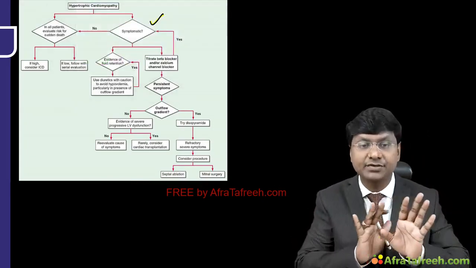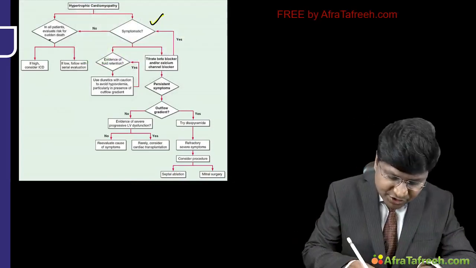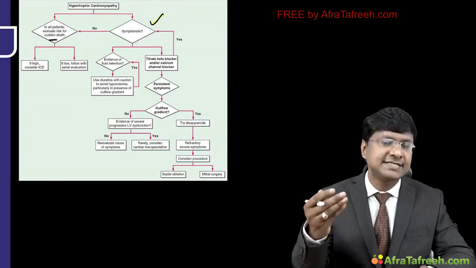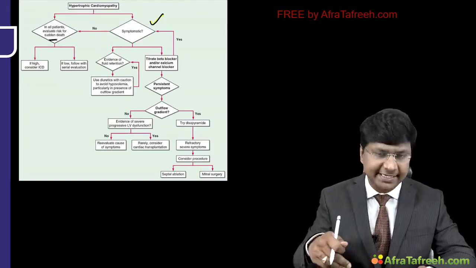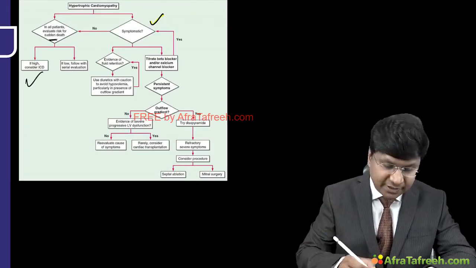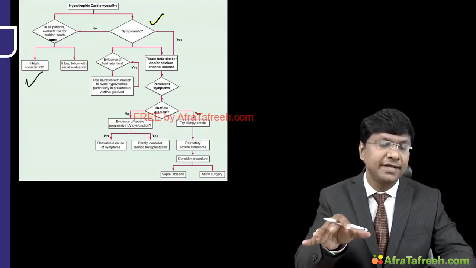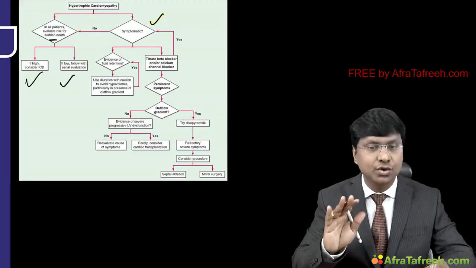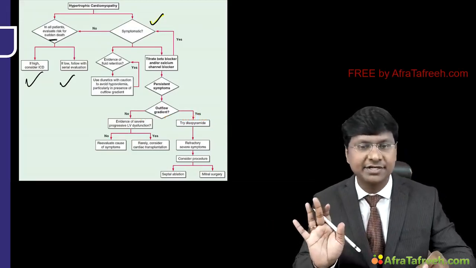If the individual is asymptomatic, you just check if the individual is having any risk of sudden cardiac death. If the individual is having risk factors for sudden cardiac death, I'll tell you what the risk factors are. In them, you need to consider the implantation of an intracardiac defibrillator, right? And if the risk is low, then just serial evaluation has to be done.